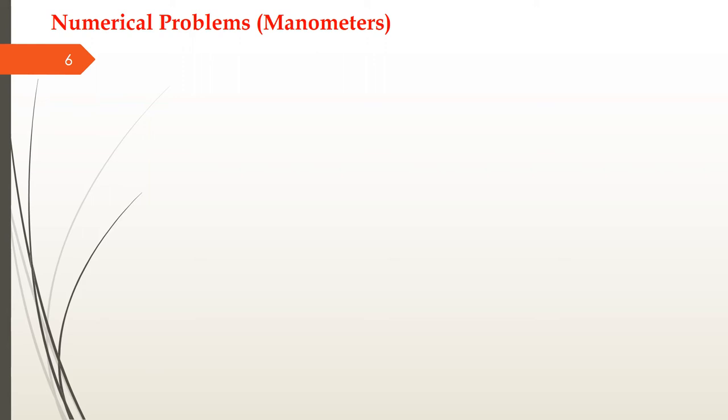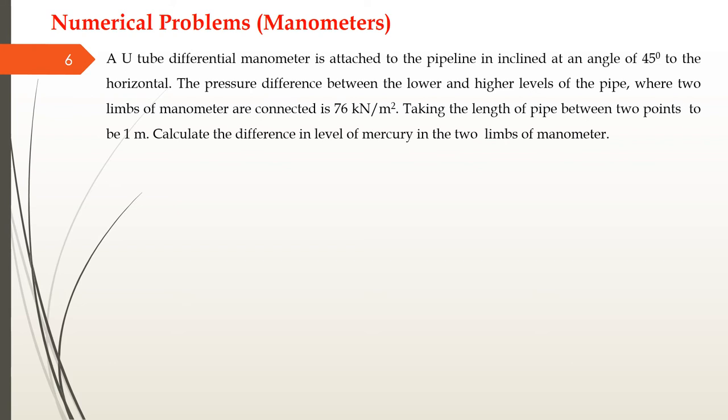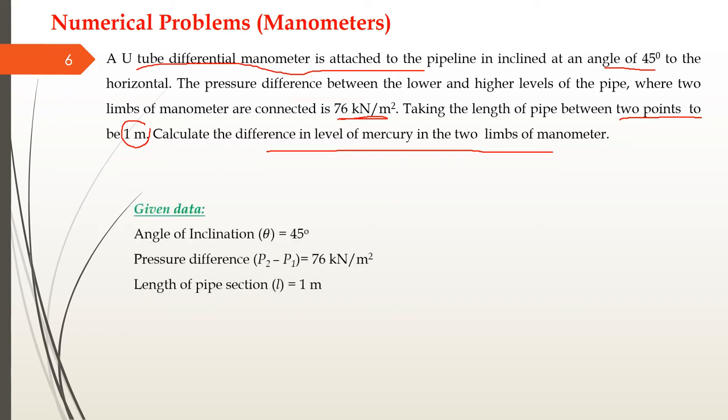So coming towards the next problem that we have. In that case, we have a U-tube differential manometer which is attached to a pipeline inclined at an angle of 45 degrees to the horizontal. The pressure difference between the lower and the higher levels of the pipe where the two limbs of the manometer are connected is 76 kilonewton per meter square. The length of the pipe between the two points where the manometer is connected is 1 meter. We have to calculate the difference in the level of the mercury in the two limbs of the manometer.